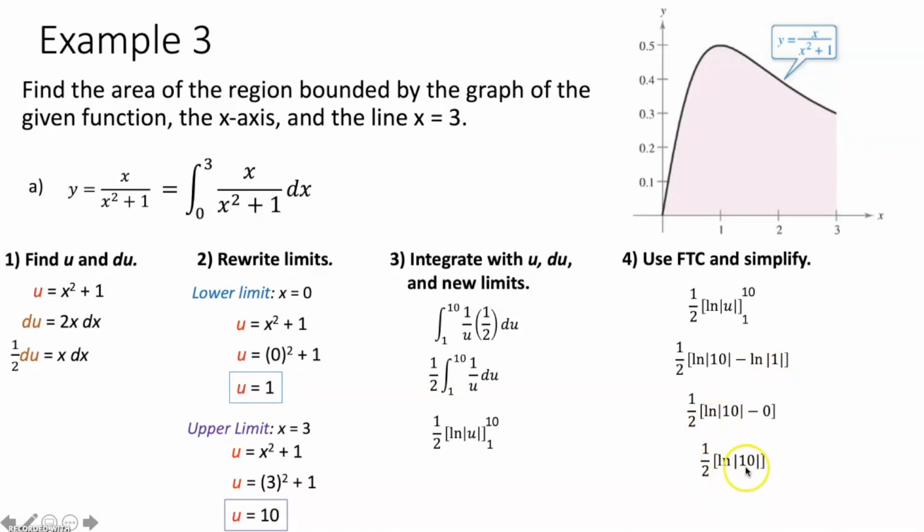Now you could leave your answer like this, or you could round it to the nearest thousandth because that's what it wants you to do on the calculator portion of the AP test. And that's going to be approximately 1.151. That is the exact area under the curve of this function on the interval from x equals 0 to x equals 3.